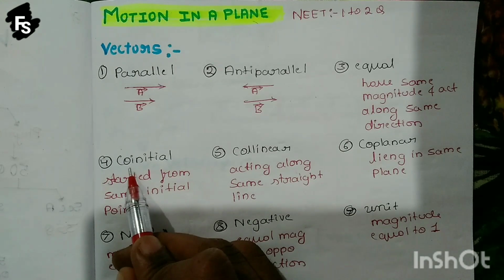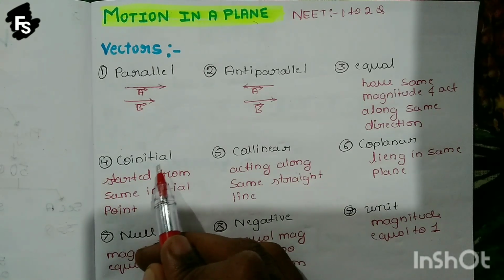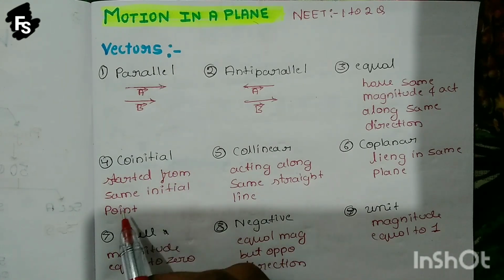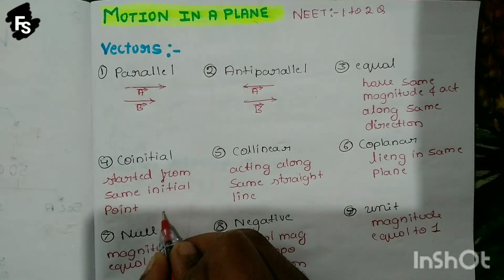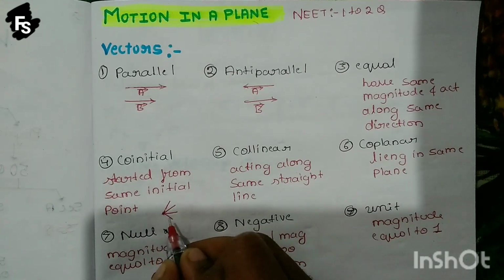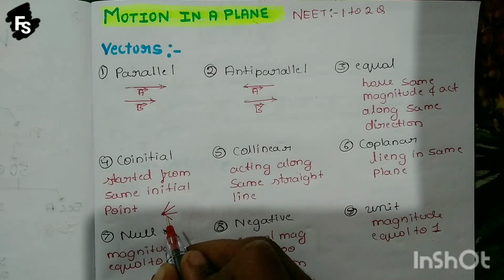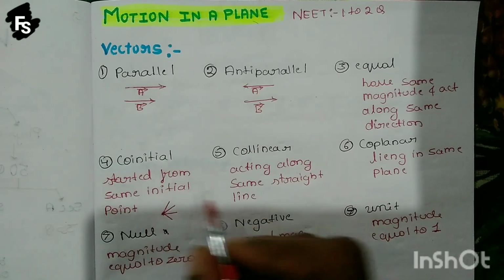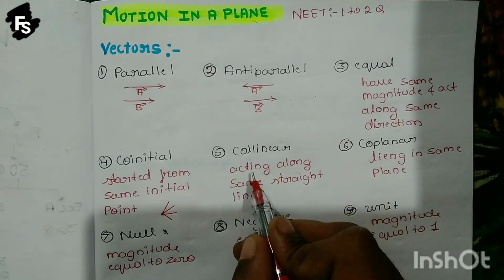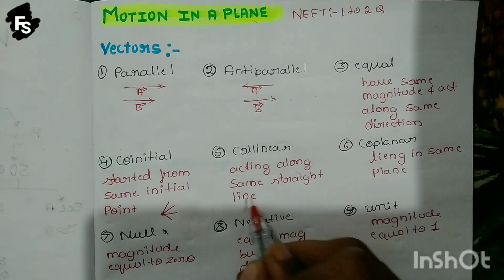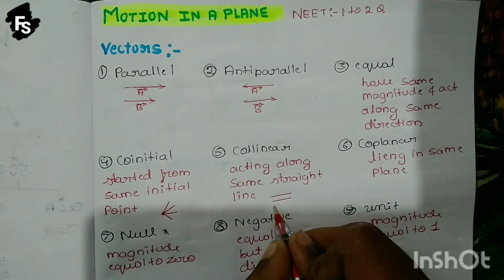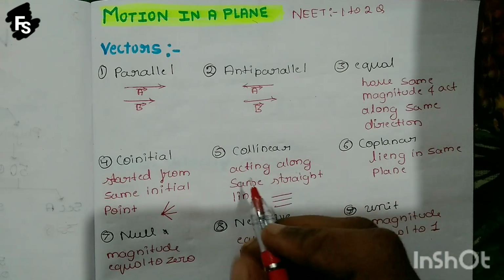Next, fourth, coinitial vectors. Two or more vectors that start from the same initial point are called coinitial vectors. Collinear vectors: two or more vectors acting along the same straight line, like this, are called collinear.